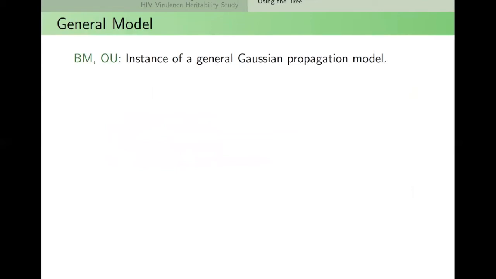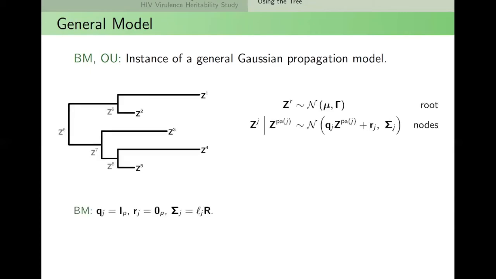And so to see that, I'm going to see the Brownian and the Ornstein-Uhlenbeck as instances of a general Gaussian propagation model. So the idea is that you have this kind of hierarchical model where you model the root as some kind of Gaussian, and then the distribution of one node, given its parent, will also be a Gaussian with a variance that depends on the branch. It can be a different variance for each of the branches. And then its expectation is linear in the value of its parent here.